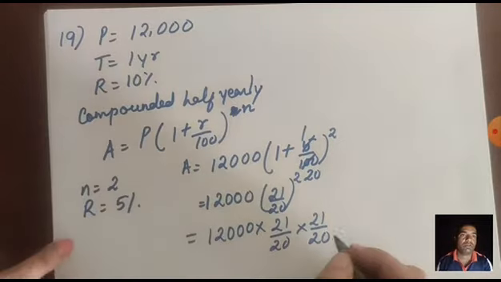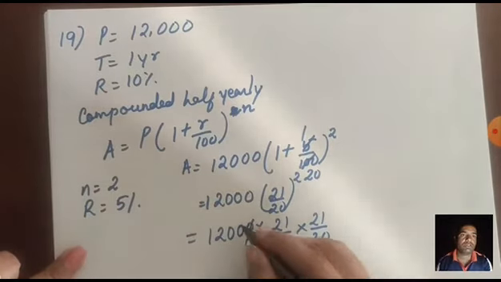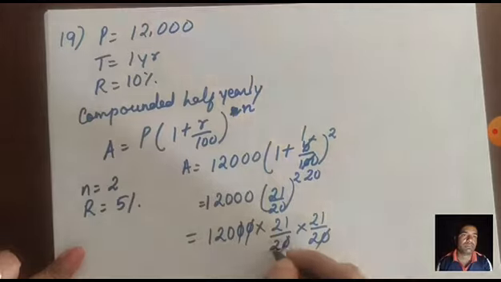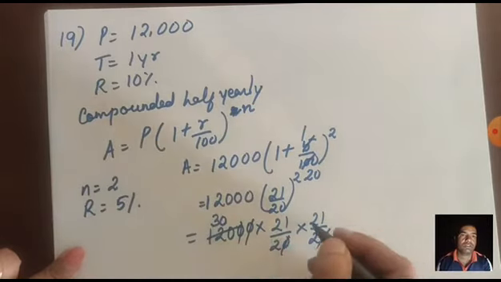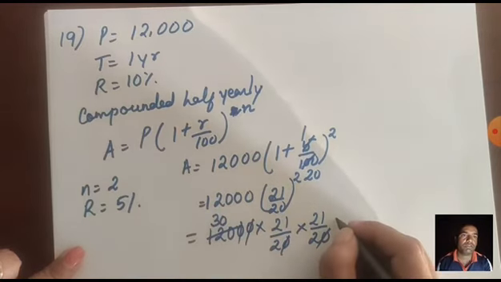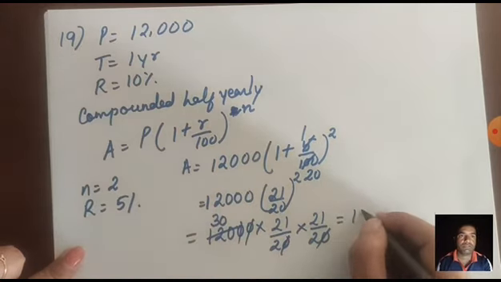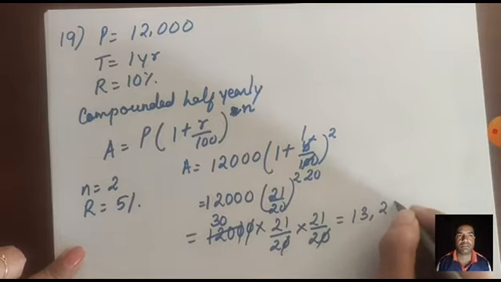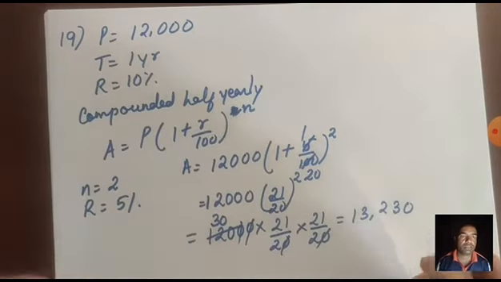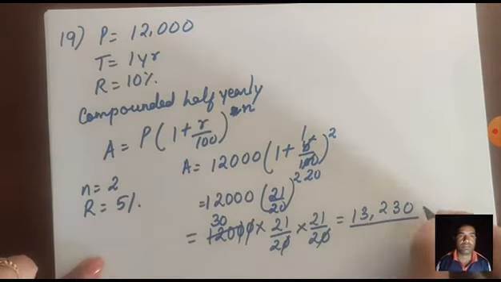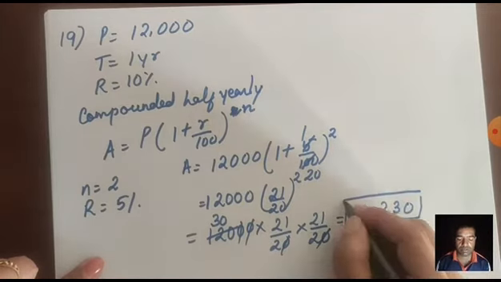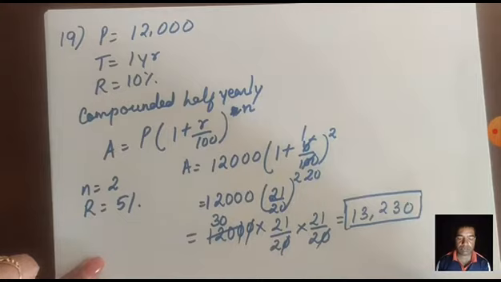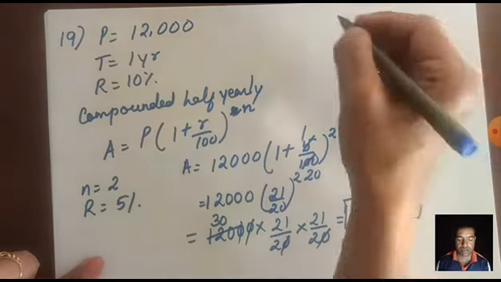Now here you can calculate: the 20 is cancelled with the denominator 20. Now 30 into 21 into 22, which will be 13,230. This is your answer. This is your amount when compounded half yearly.